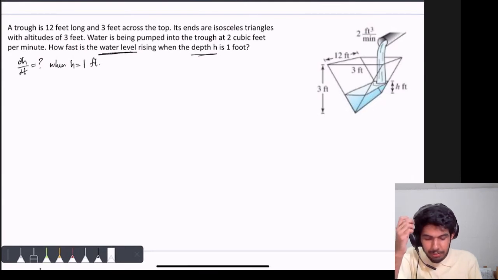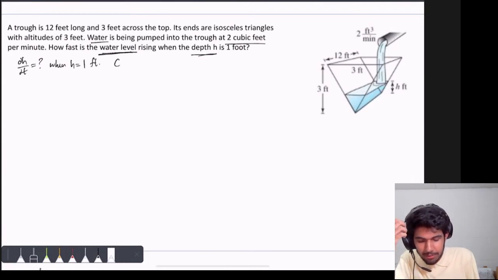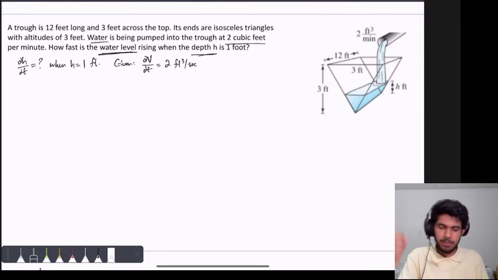And we're also given that water is being pumped into the apparatus at 2 cubic feet per minute. So that's a measure of the rate of change of volume, the volume of water. So we're given dV/dt equals 2 feet cubed per minute, right?